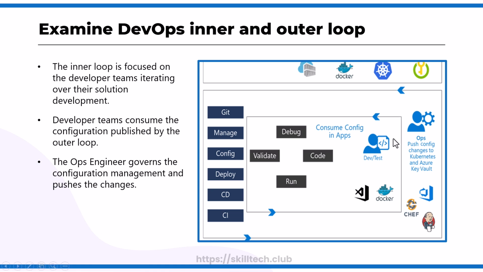You can see right now my inner loop is actually focusing on those developer teams. Now they are going to have a configuration which can help them validate, debug, code, and run. Developer teams consume the configuration published by the outer loop, which is going to be used by the ops. The ops engineers govern the configuration management and push the changes into that. So in short, a different kind of configuration is required for the inner loop, and a different kind of configuration is required for the outer loop. Your devs are going to be part of the inner loop, and your ops are going to be part of the outer loop. And then if you have a separate store for this, that's going to be the perfect configuration, keeping separation of concern in mind.